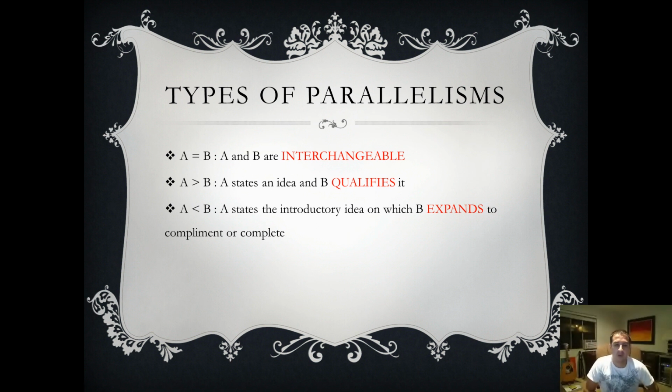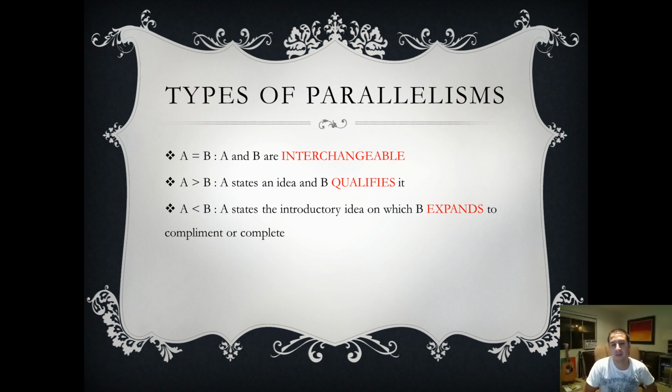First, you have A equals B, or what I call interchangeable parallelisms, and that is where A and B, or the first and second line, are on equal footing and they're interchangeable. You can remove one or remove the second, and the two lines are on equal footing, in some way refining each other.